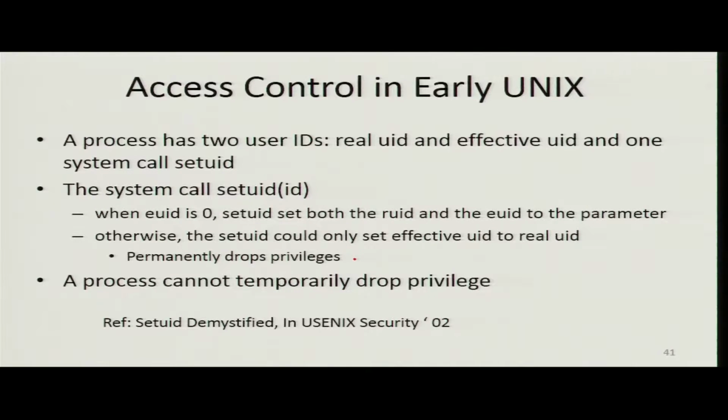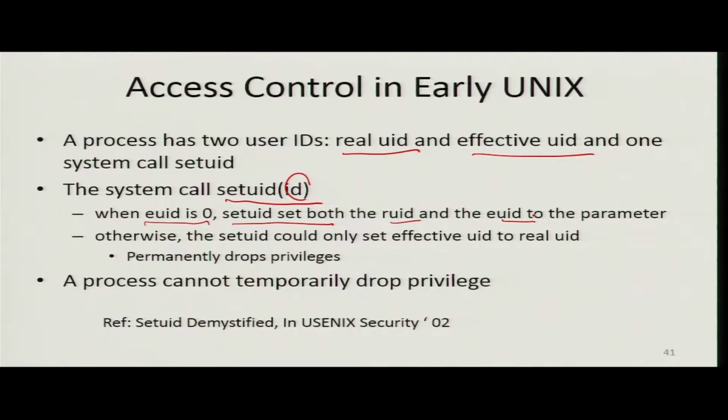So, in early Unix actually they did not have the saved user ID. They only had the real ID and the effective UID, and they had a system call called setuid with an ID value. Now, this system call could have a different effect based on the privilege level at which the program is running. So, if the program is running with an EUID set to 0, that means the program is running either as root or it is a SUID set to 1 program, then setuid would set both the real user ID and the effective UID to the parameter.